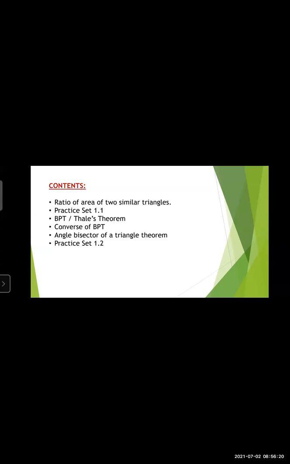Next theorem, again important, angle bisector of a triangle. And then we solve practice set 1.2. Yesterday I told you this chapter carries 7 to 8 marks in your board examination. So students, this chapter is very simple, easy and high weightage, and there are a total of 4 theorems in this chapter and 4 exercises. So let's start the first topic. First topic is the ratio of areas of two similar triangles.